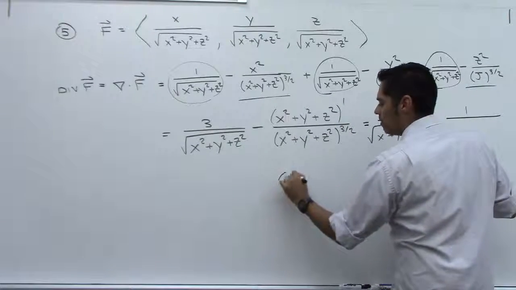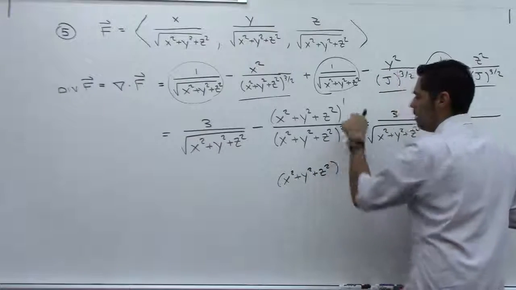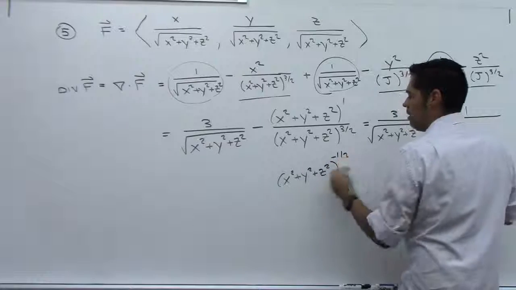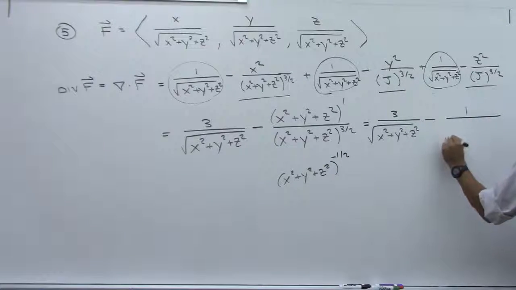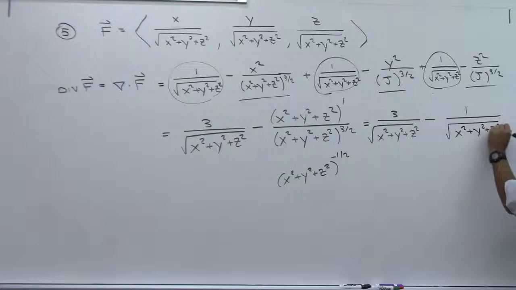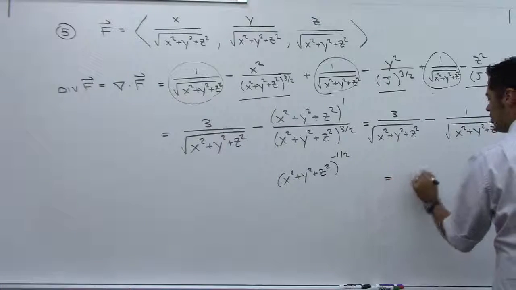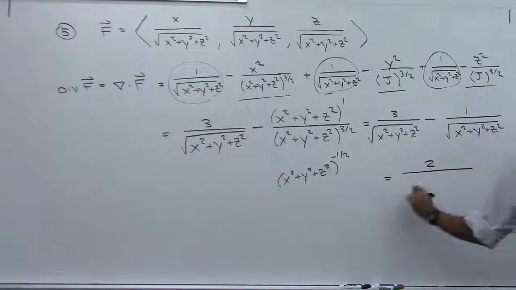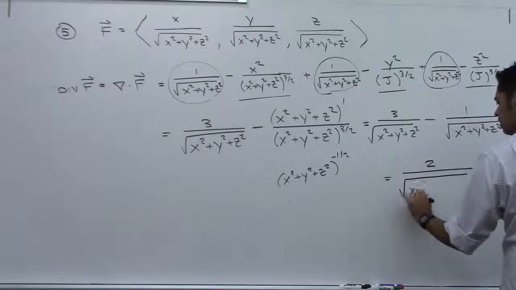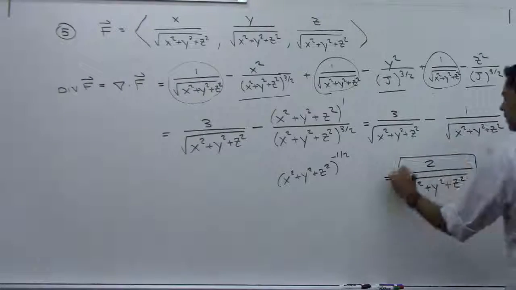This turns out to be x squared plus y squared plus z squared. 1 minus 3 halves is negative 1/2, which means you drop it down. So this is going to be the square root of x squared plus y squared plus z squared. These are the same denominators. 3 minus 1 is 2. So we should get a final result of 2 over square root x squared plus y squared plus z squared. That's our div.